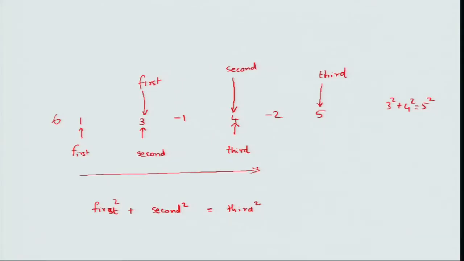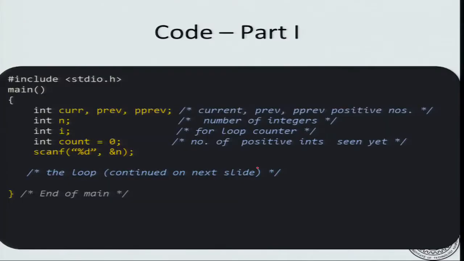So this is one situation where you need to remember 3 variables, and once you check whether the current triplet satisfies it, if you satisfy it, fine. If you don't satisfy it, you have to advance the variables by 1. Okay. So first will take over second, second will take over third, and third will go to the next positive number. Okay. So this is the method of programming this. Let's try to code this up.